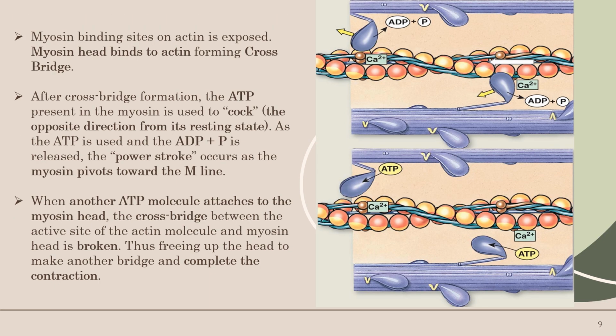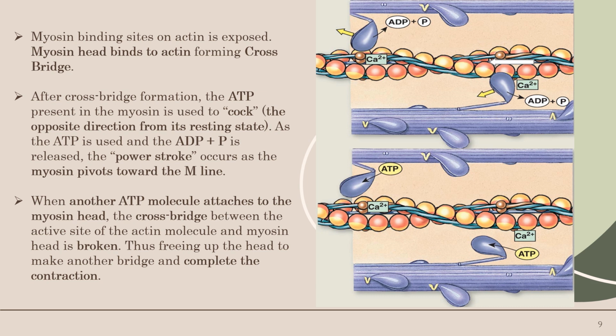The myosin binding sites on actin are exposed. The myosin head binds to actin, forming a cross bridge. After cross bridge formation, the ATP present in the myosin is used to cock the head in the opposite direction from its resting state. As the ATP is used, ADP plus P is released and the power stroke occurs as the myosin pivots towards the M line.